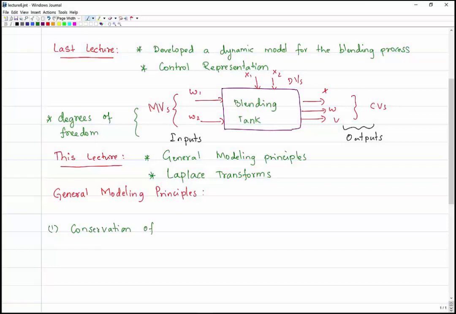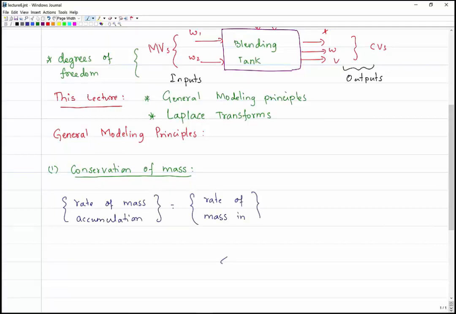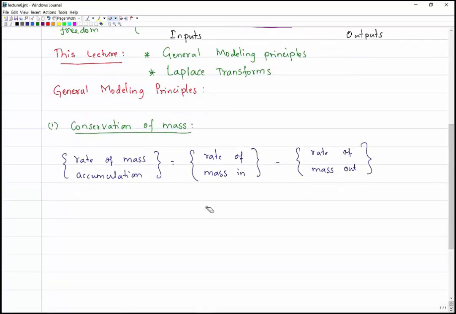We're going to learn 3 main conservation principles. One is conservation of mass. The rate of mass accumulating in a system is equal to the rate of mass entering the system minus the rate of mass leaving the system.